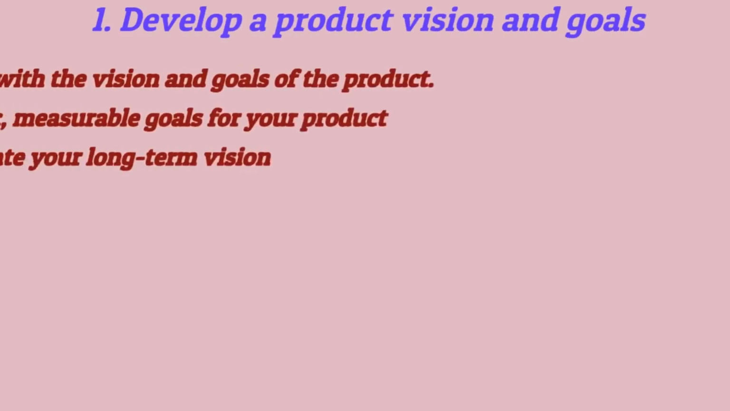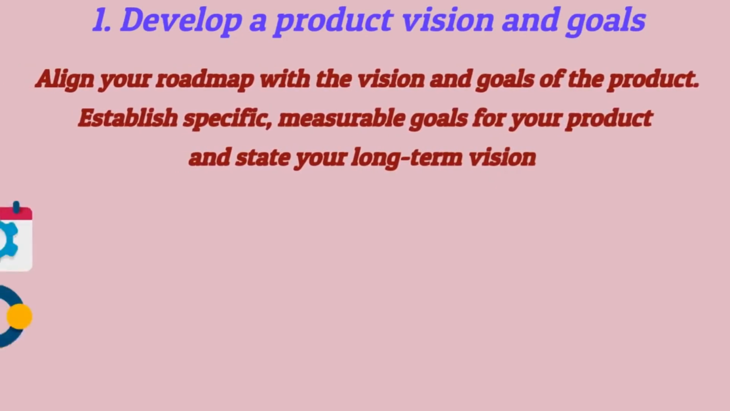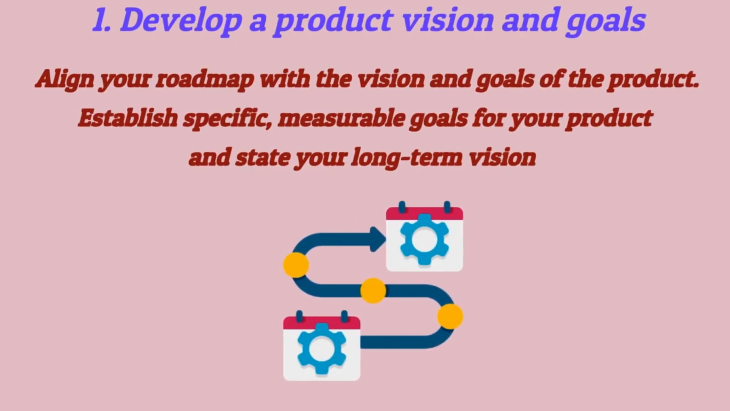Step 1. Develop a product vision and goals. Align your roadmap with the vision and goals of a product. Establish specific measurable goals for your product and state your long-term vision. In order to achieve these overarching goals, the roadmap should support and contribute to them.